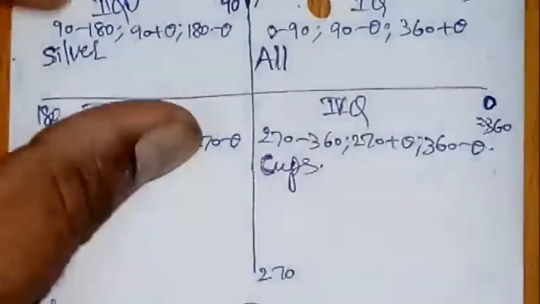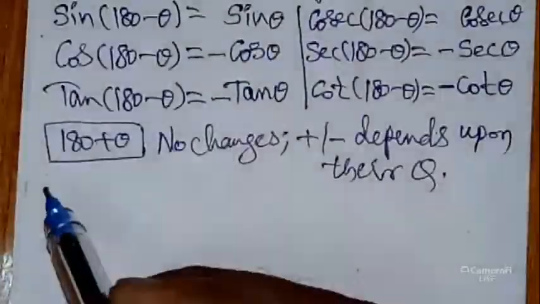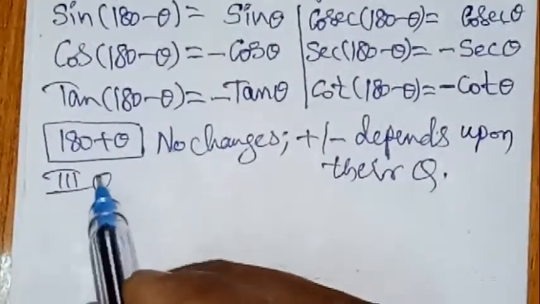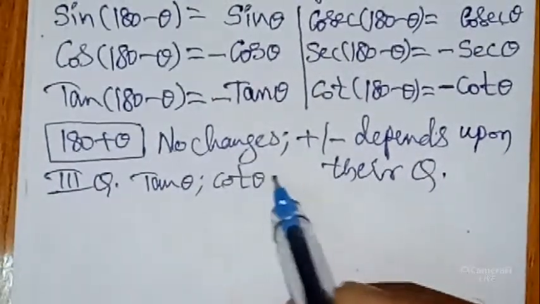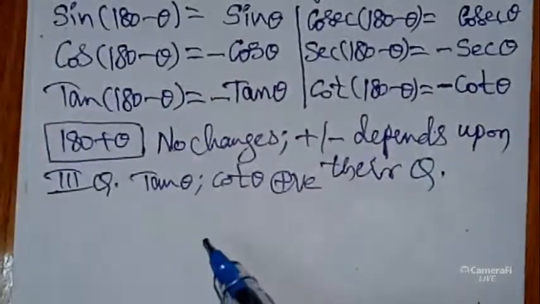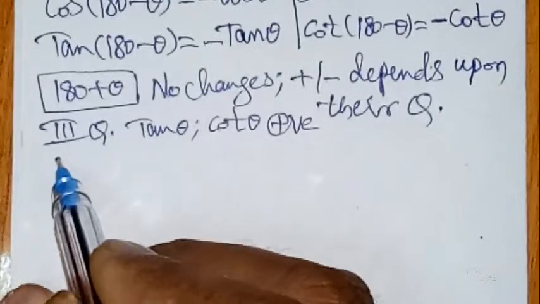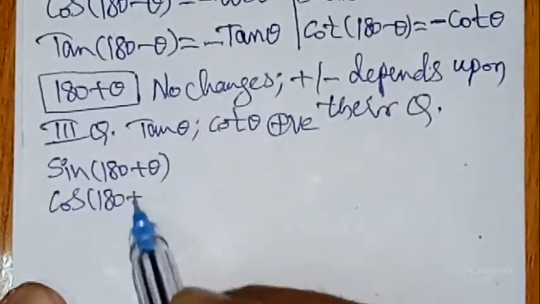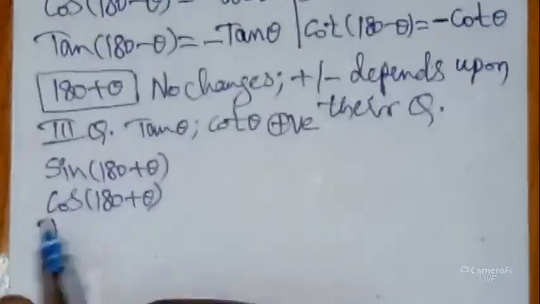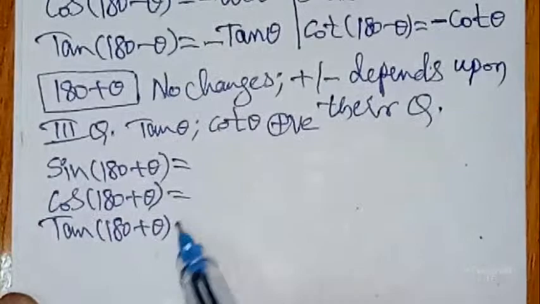So in the third quadrant, tan is positive. Here I wanted to write third quadrant. In the third quadrant, tan and cot have positive values. Now we wanted to take sin 180 plus theta, cos 180 plus theta, tan 180 plus theta values.